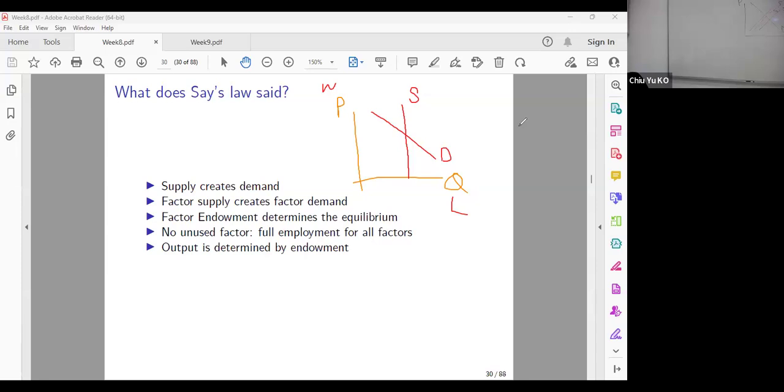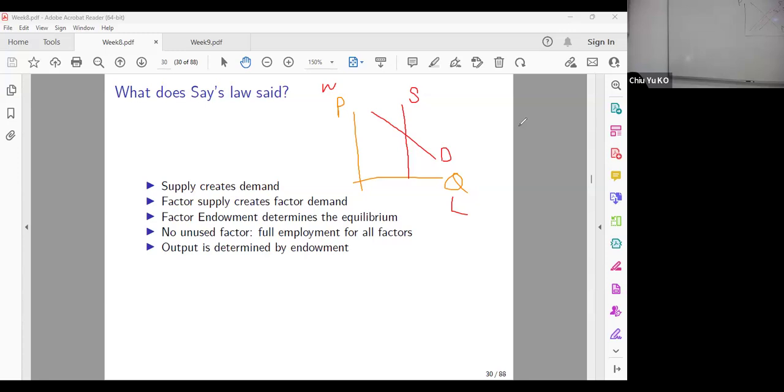Okay, so we don't need to worry about it. Output is determined by endowment, which is how much labor we have. So the more labor we have, the more GDP we have. The more capital we have, the more GDP we have. Okay? So this Say's law is actually pretty correct.